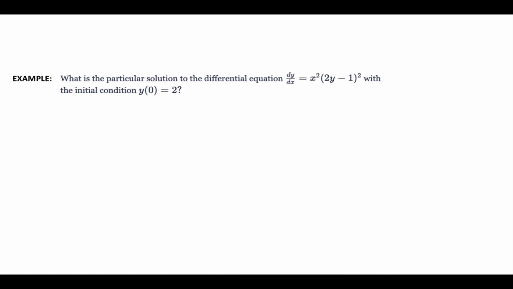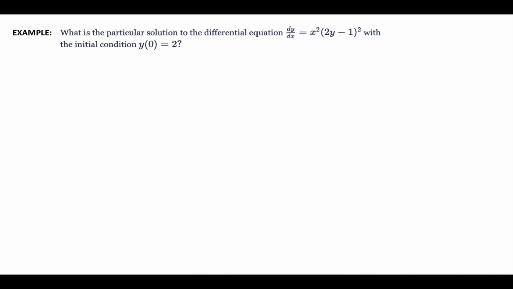All right, so here is this guy here. The first thing I'm going to do is rewrite the problem. What is the particular solution to the differential equation with the initial condition of y(0) equals 2? Okay, so this is the differential equation here. So we have dy over dx equals x squared. Okay, so we need to solve this.